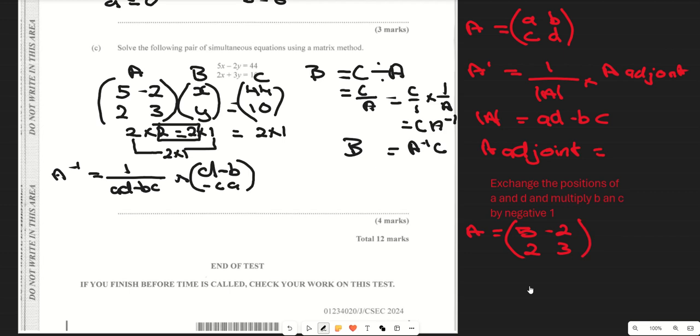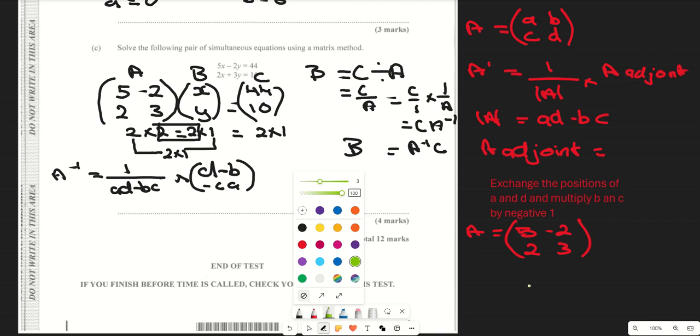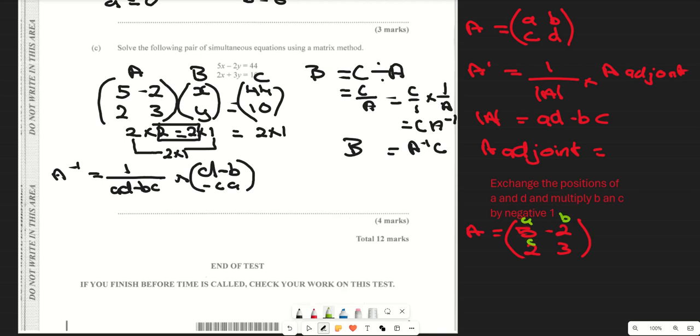So therefore, let me just use a brighter color. Let's use light green. This is A, this is B, this is C, this is D. Right, so what is going to happen? This would be equal to, you exchange the positions of 5 and 3, so it's 3 here, 5 here. You multiply B by negative 1, so negative 2 by negative 1 is 2, a minus and a minus is a plus, so it's just 2. And then again, 2 by negative 1 is negative 2, a plus and a minus is a minus, so it's minus 2. This is the adjoint of A.